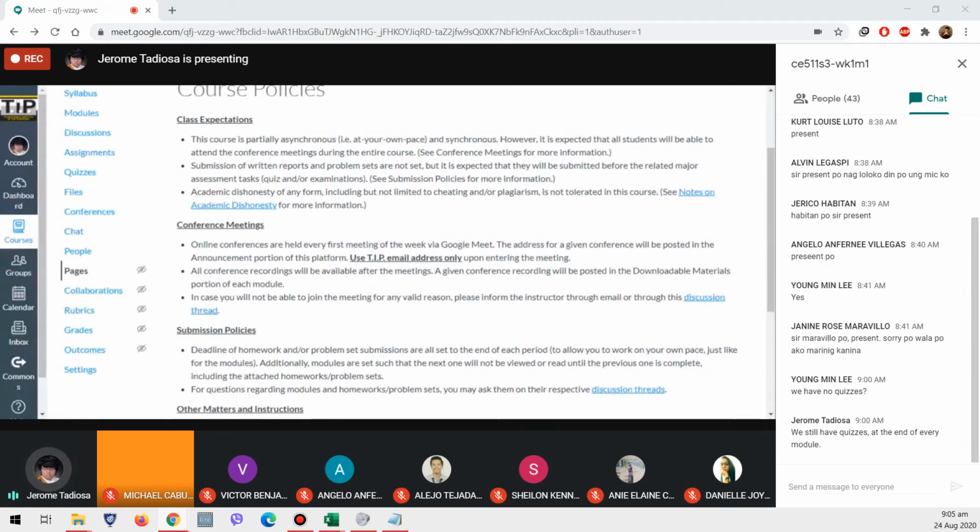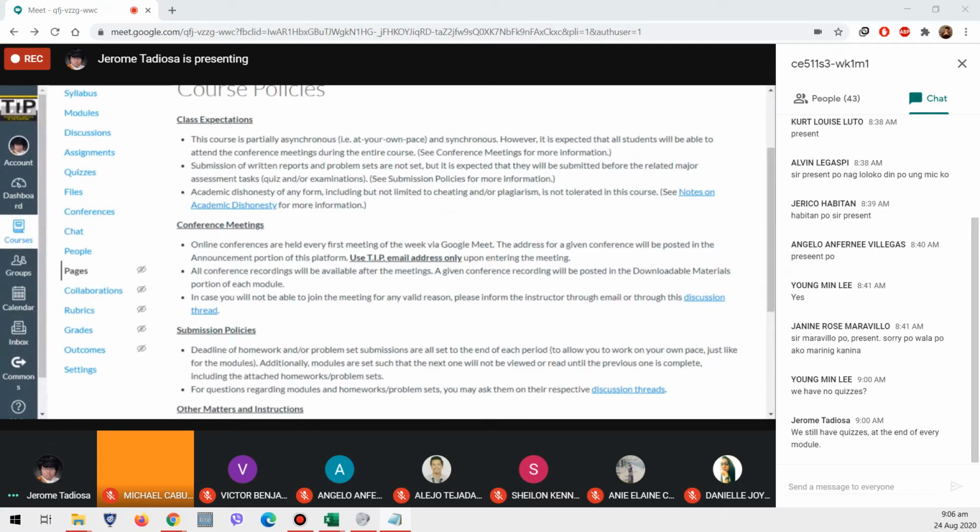Submission of written reports and problem sets. Well, this one is from summer, so I have not changed this yet. But submission of the coursework will always be at the end of the module after the quizzes, usually up to 11:59 p.m. of the last day of the module. Okay. So you may submit anytime you are finished. I don't mind. So I will discuss more about the submission policies.